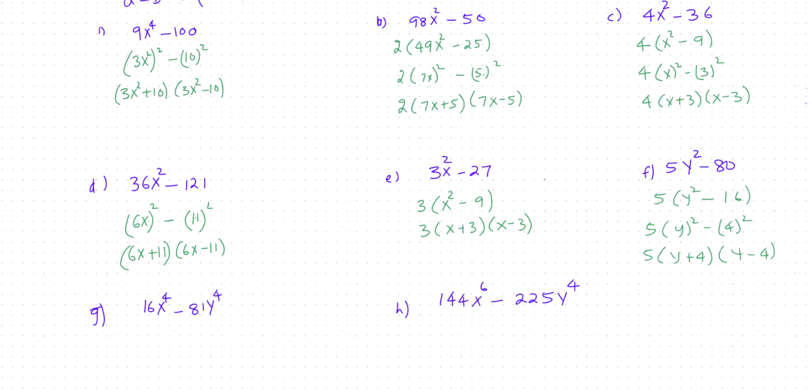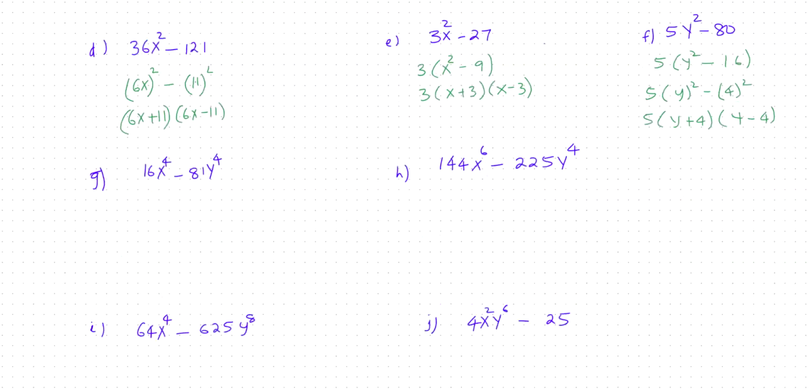Okay. Next question, 16x to the power 4 minus 81y to the power 4. So first we write as square. So 16 square root is (4x²) squared minus 81 is square root of 81 is (9y²) squared. So this is a square minus b square. Factors are a plus b. So 4x² plus 9y². And the other factor will be 4x² minus 9y².